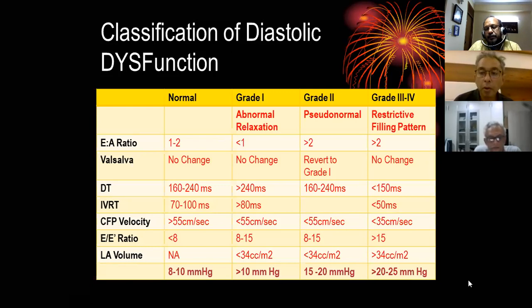So now the LA pressure is not able to compensate for the filling. So there's a back pressure, and he goes into LVF. Correct. Absolutely. How do you differentiate between LVF and RVF?